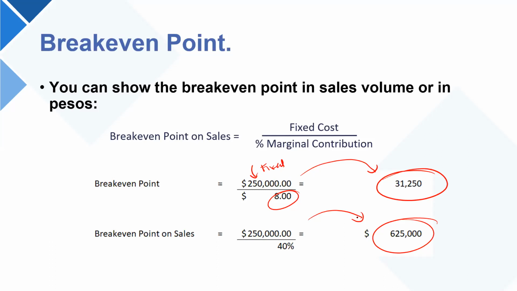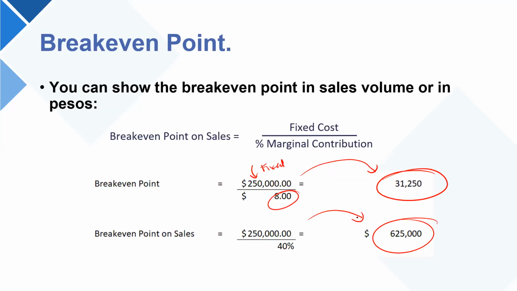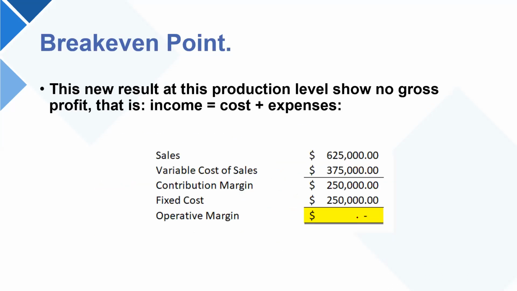So let's check if what we did is correct. All we need to do is just multiply the sales times the price, include the variable cost, include the fixed cost, and the operating margin should be 0. And why is it 0? Well, because that's the point on the graph where you neither lose money nor gain money. It's a break-even point.